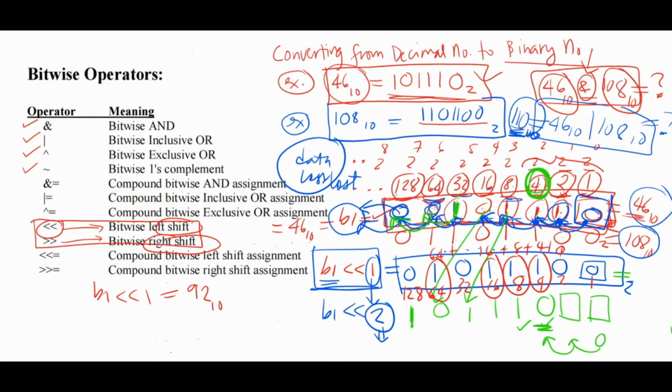Base 10, this is a decimal number, which is equal to binary 01011100, that's base 2. So this binary number, which is your B1 shift left 1, is equivalent to decimal number 92. How about the B1 shift left twice? What is the decimal value of this binary number?